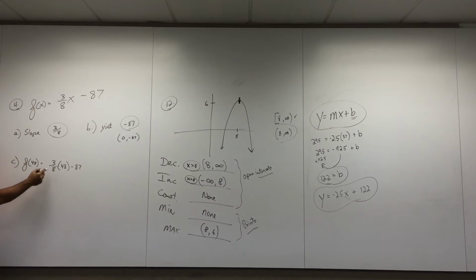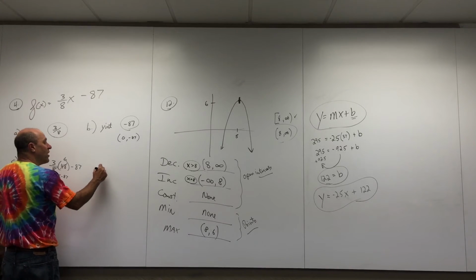Anyway, you can pick up a calculator. You can make this a decimal. But I would cancel the 8. That would be a 6. That would be 18 minus 87, which is negative 69. All right. That's the y value. That's the answer.